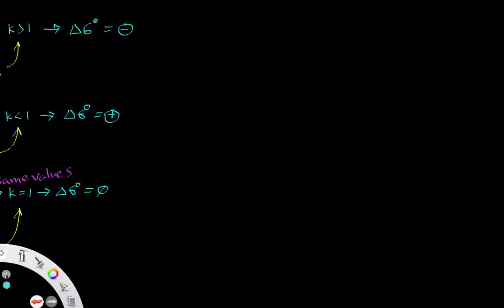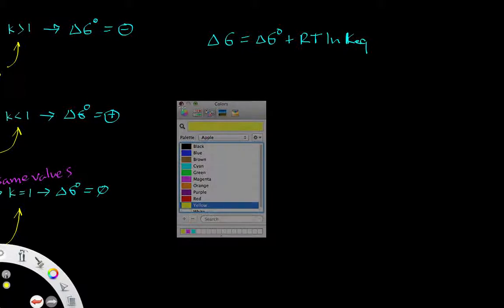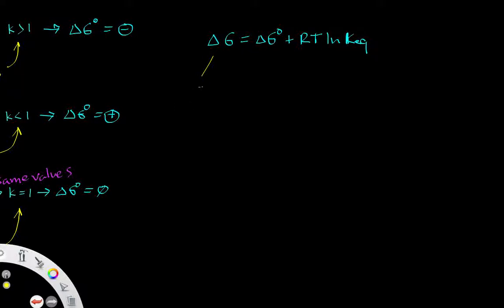So let's start off by using an equation. You're going to use delta G equals delta G standard plus RT natural logarithm of KEQ. And so let's describe what all of these are. First we have delta G, and that's going to represent free energy, or a change in free energy. So I'll just write change. And energy can be denoted by the capital letter G.